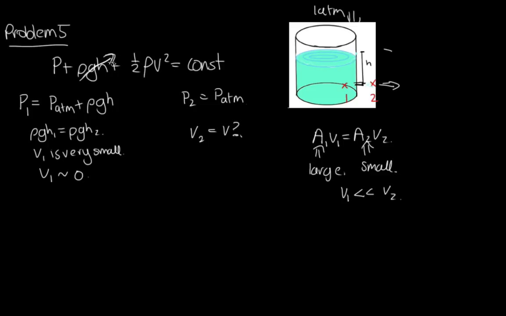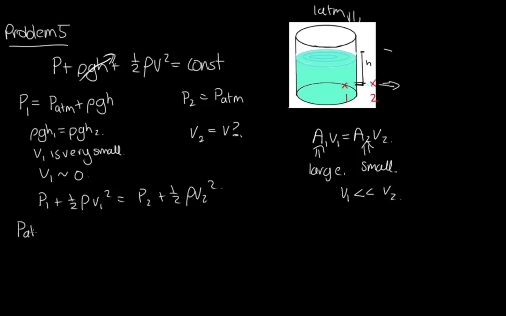We're going to ignore this term here because 1 and 2 are at the same height above ground level. So we've got P1 plus a half rho V1 squared is equal to P2 plus a half rho V2 squared. And now we'll substitute everything in.